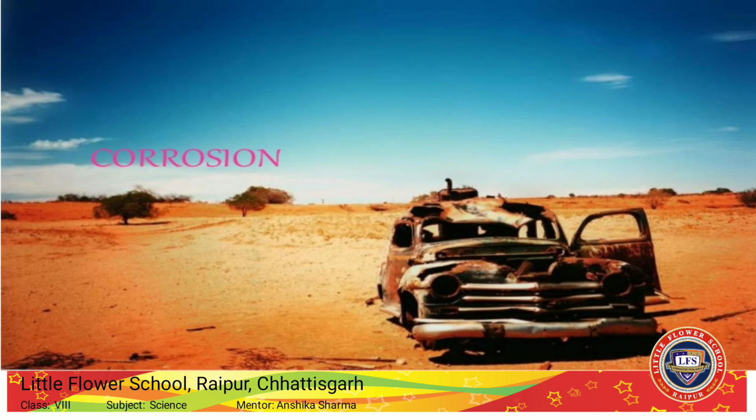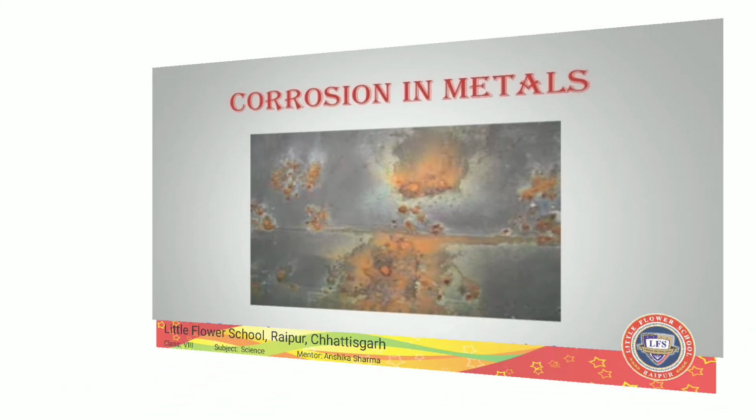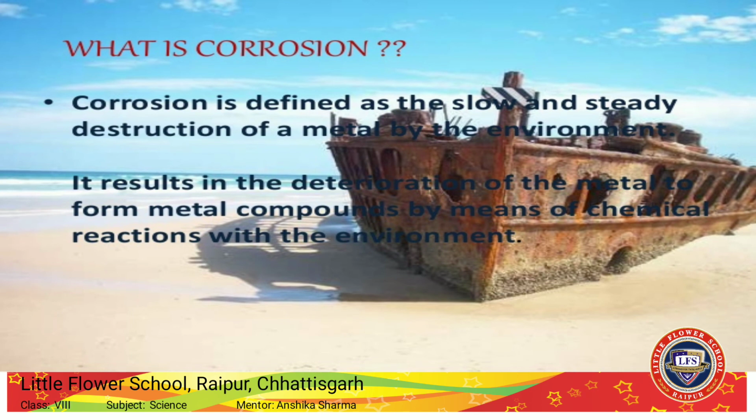Corrosion. Next topic is corrosion. This is the picture of corrosion in metals. What is corrosion? Corrosion is defined as the slow and steady destruction of a metal by the environment. It results in the deterioration of the metal to form metal compounds by means of chemical reaction with the environment.